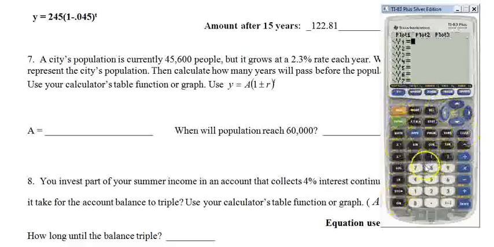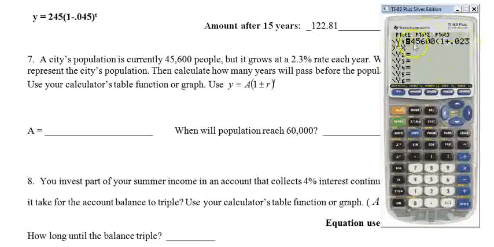We know what we started with. We have our A value, which is 45,600. And it says it grows. So 1 plus my rate is 0.023. Again, you've got to turn it into its decimal form. And then we would take that to the x. That is my A.